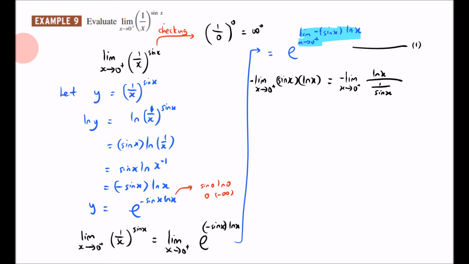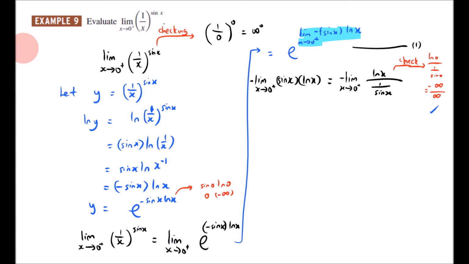So checking. When we check, put ln 0 over 1 over sine 0. This one will give us negative infinity over infinity. Right, so now we can use L'Hopital's Rule.